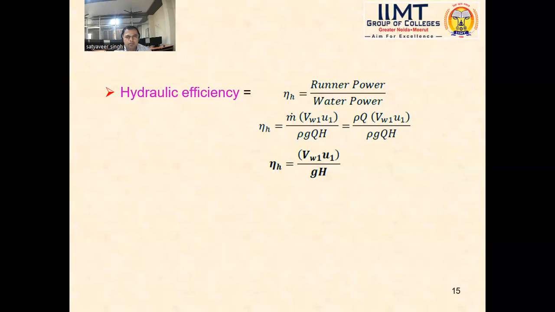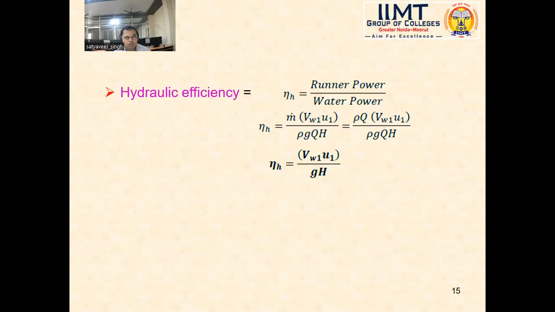Basically, discharge is the quantity of fluid flowing per second through any pipe or channel. The value of g you have to take is 9.81, and density rho indicates the density of water, that is 10 to the power 3 kilogram per meter cube. H indicates the head of water maintained, and Vw1 is the velocity of whirl at inlet, and U1 is the tangential velocity at inlet.